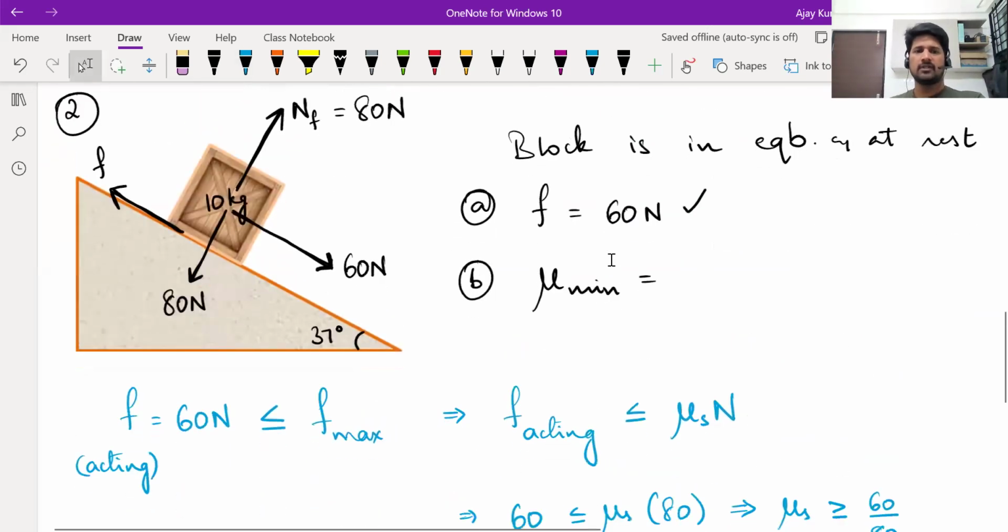Is this clear to all of you? Any questions? So the minimum required coefficient of static friction is 0.75. Fine.